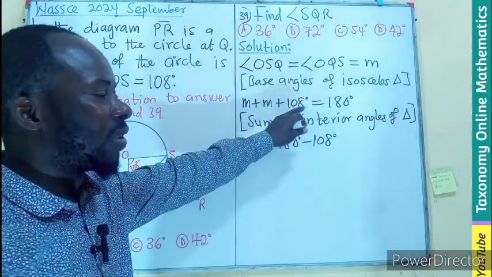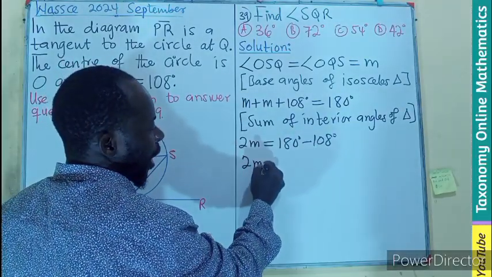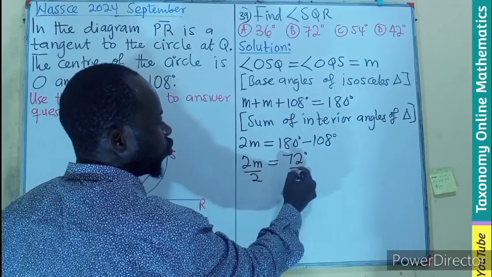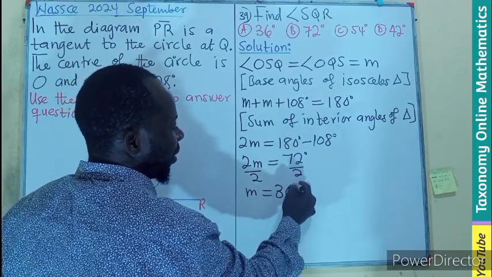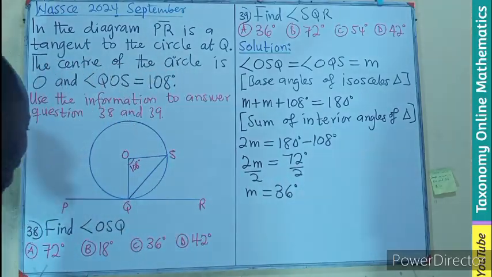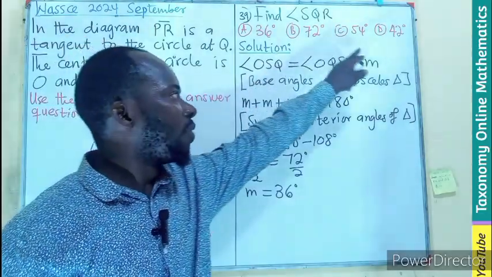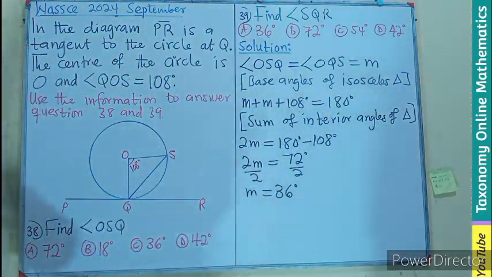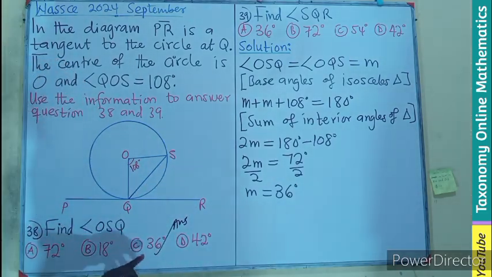We are taking away this constant from both sides. That will be 72, right? So 2M will be equal to 72 degrees. If we divide by 2, M will be equal to 36 degrees. What angle are we asking for? OSQ, which we found to be M, is the same as 36. So that means option C is going to be the answer we are looking for, right?